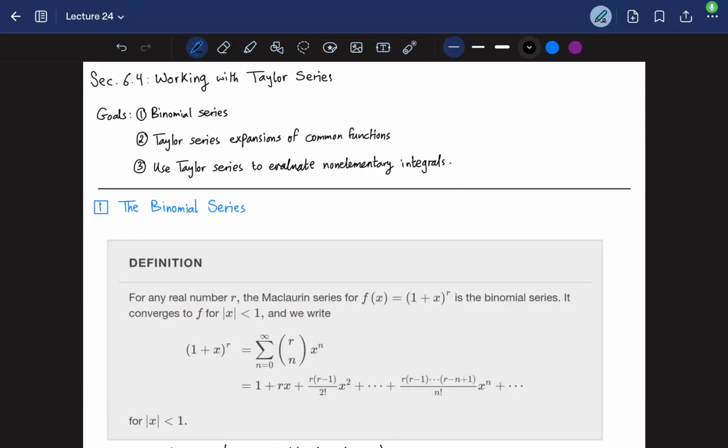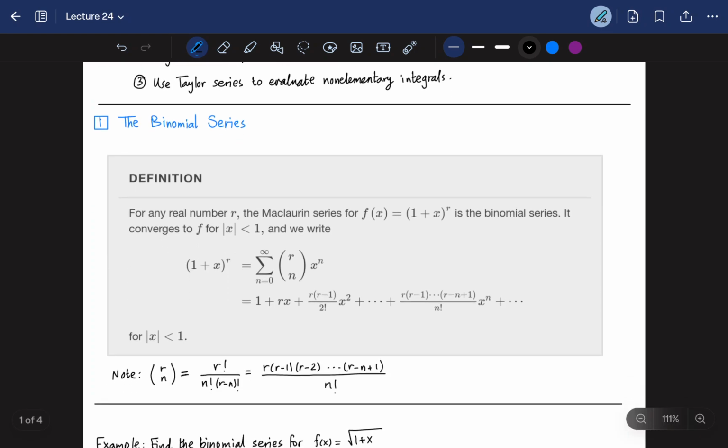In this video, we're going to talk about the last section of chapter 6, which is working with Taylor series. We're going to see how Taylor series is useful to find other series for other functions, and we'll be able to integrate some integrals that are very difficult to integrate using basic techniques that we've already learned. So let's start by talking about the binomial series.